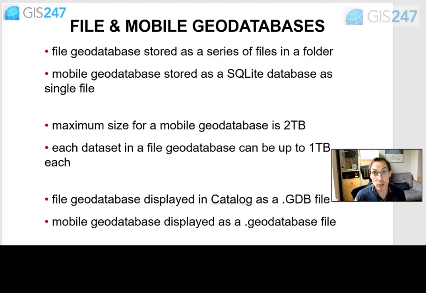The other difference is the way in which the data is presented to you in the catalog pane or the catalog view. As I mentioned, a file geodatabase will be presented to you as a .gdb file, so something like mygeodatabase.gdb, whereas a mobile geodatabase will be presented to you as a .geodatabase file, so mydatabase.geodatabase would be the name of that file. So those are the big differences between them.